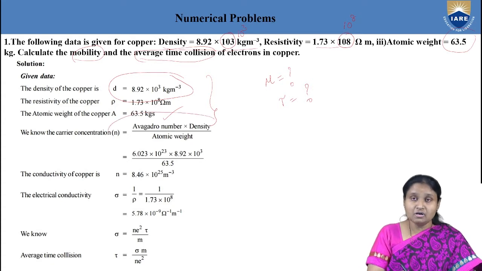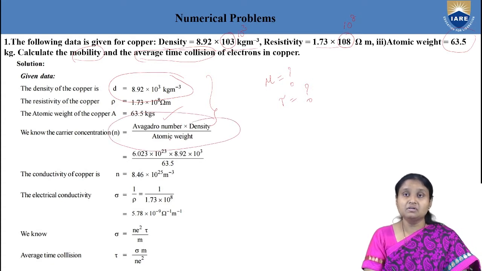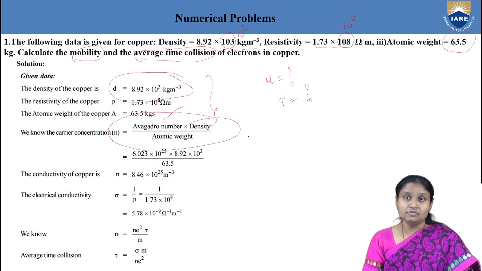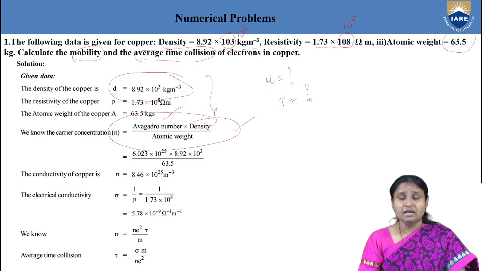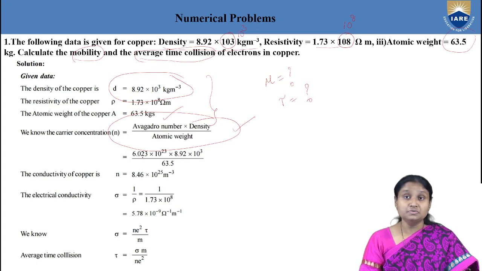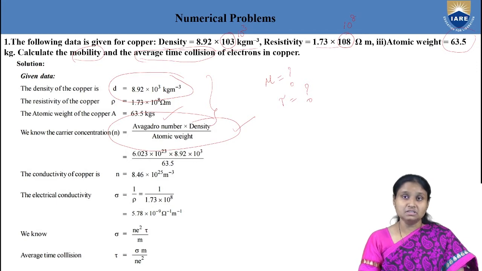And we know that carrier concentration is given by this formula. Carrier concentration is equal to Avogadro's number into density divided by atomic weight. So this is one of the important formulas. Here we know the value of Avogadro's number, 6.023 into 10 to the power of 23 atoms or molecules per mole. Because this is in the MKS system, we'll take it as 10 to the power of 26.